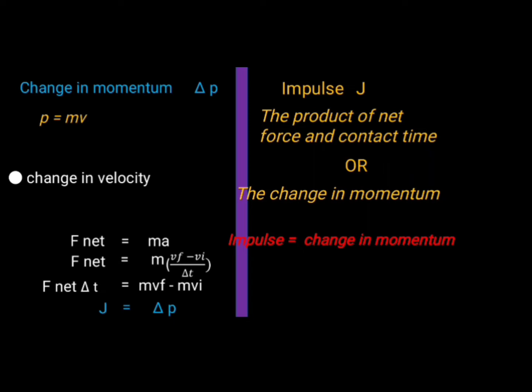So, to calculate the impulse of an object, two options. Option 1, use F net delta t if F net and delta t are given, or simply calculate the change in the momentum of an object.